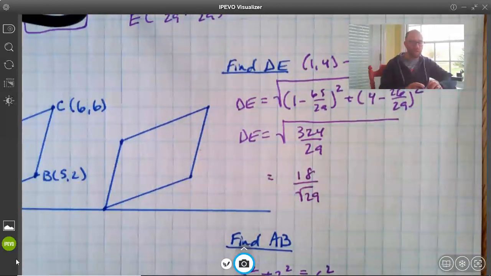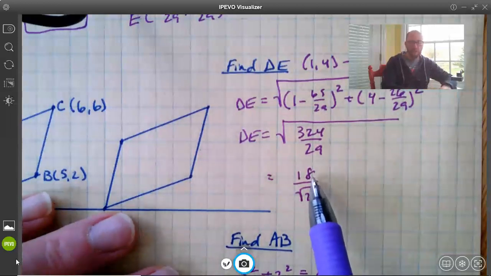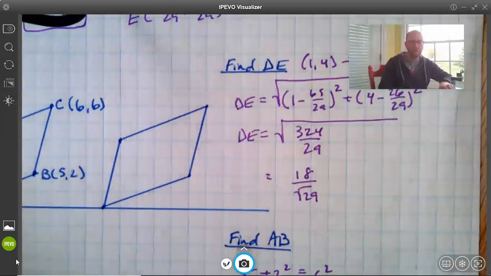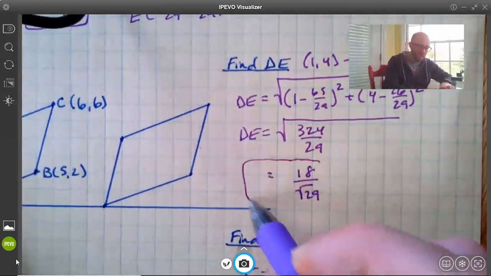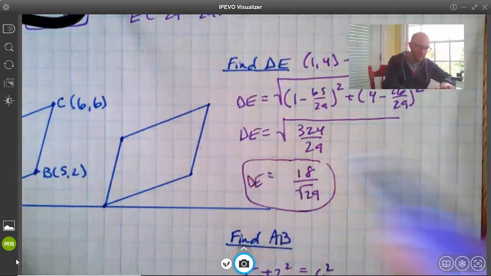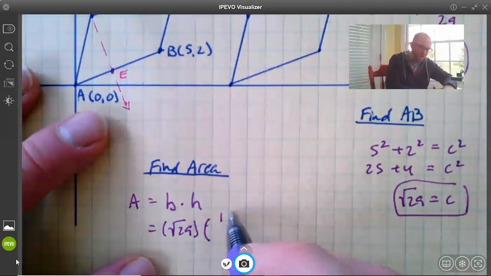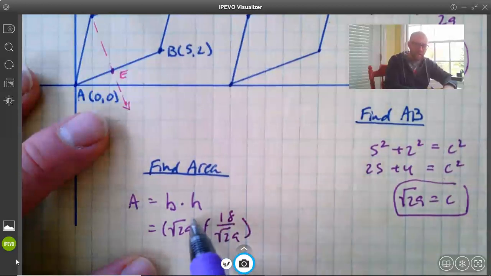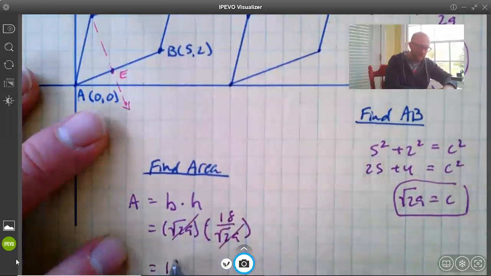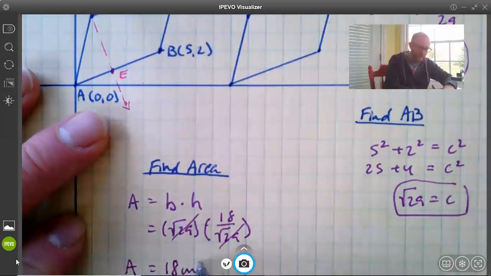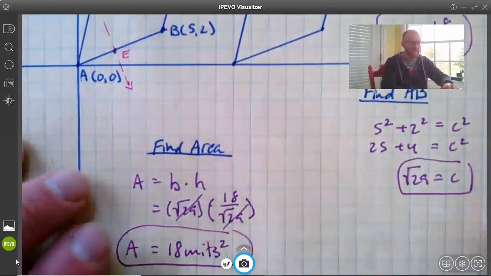You can break the square root apart if it's a fraction, numerator and denominator separately. So that would be square root of 324 over square root of 29, but square root of 324 is just 18. So 18 over square root of 29. Normally I would not want to leave a fraction like that with a square root in the denominator, but because we come down here and I see the height, the square root of 29 cancels with this square root of 29, and our area just ends up being 18 units squared. So again, that's the long way.